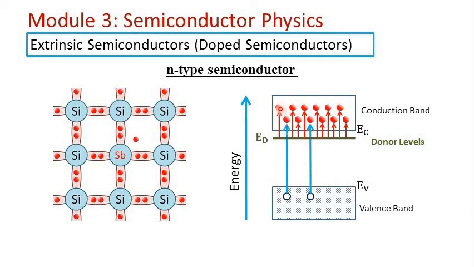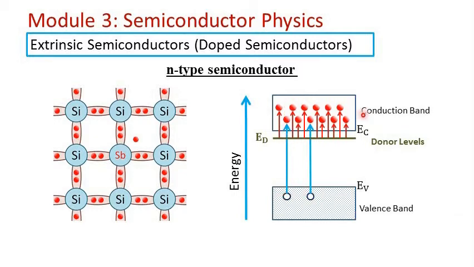So if you compare the number of electrons in conduction band coming from these donor levels with the number of electrons in conduction band coming from valence band, then the number of electrons coming from donor energy levels will be very large as compared to the number of electrons coming from valence band. As a result, the number of electrons in conduction band will be very large as compared to the number of holes created in the valence band.